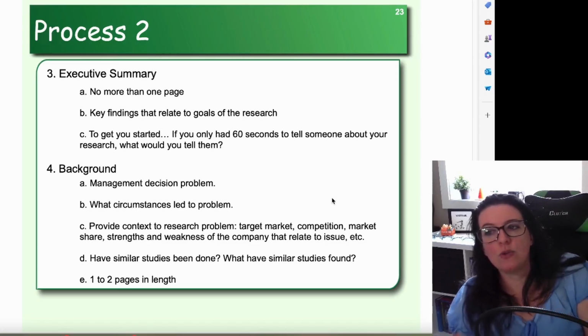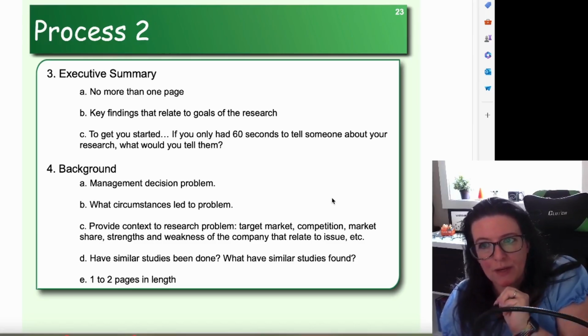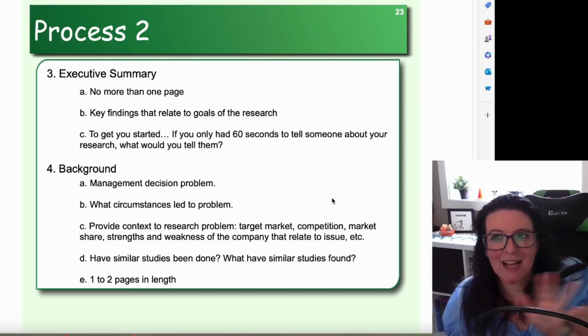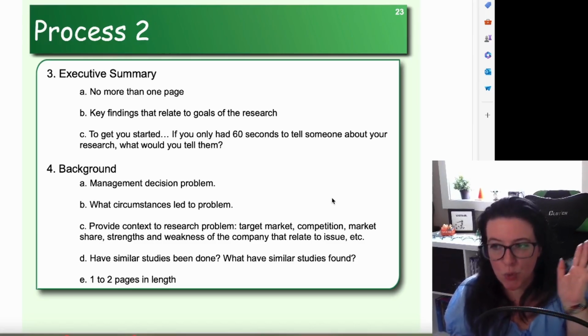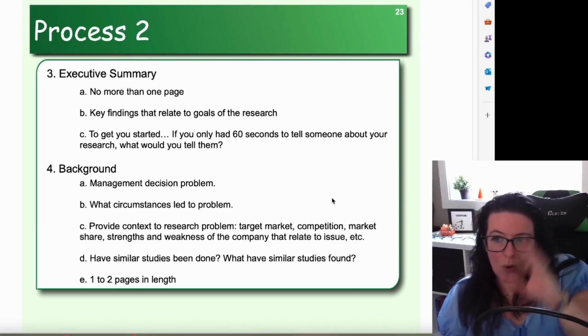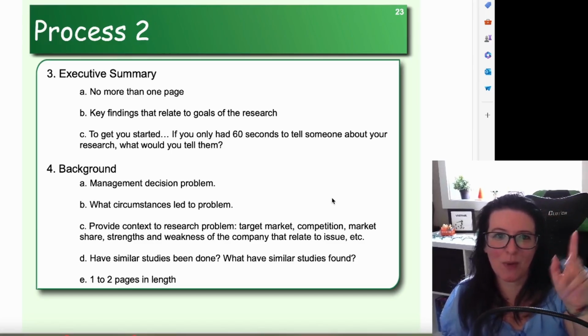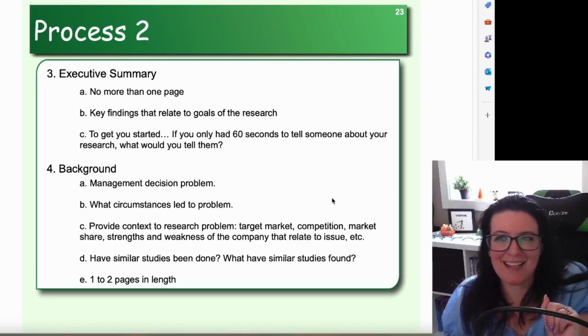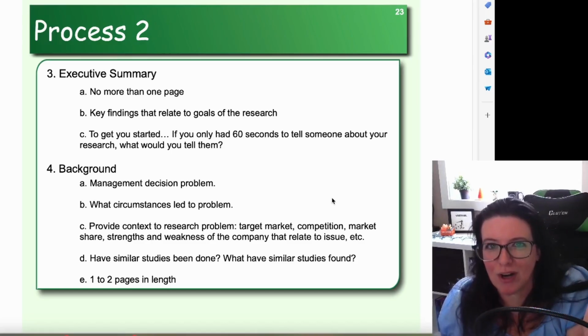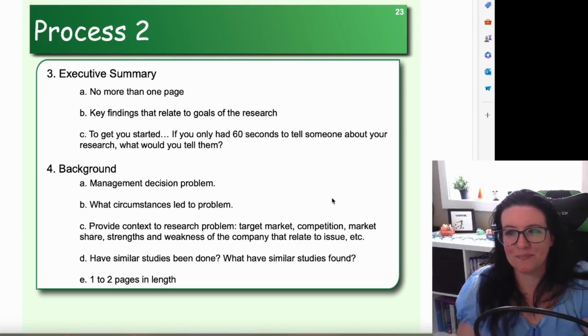So what did you learn? What can we do with this information? If you only had 60 seconds to tell somebody about your research, that's this executive summary. We did XYZ very quickly. We found ABC, which then helps the organization in its decision regarding whatever.